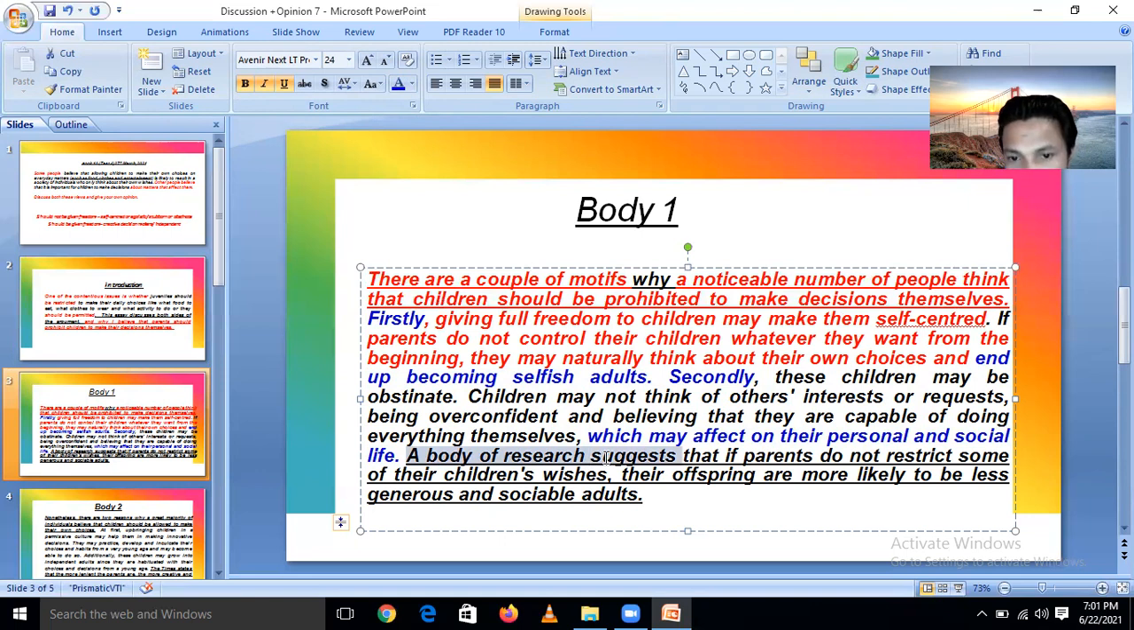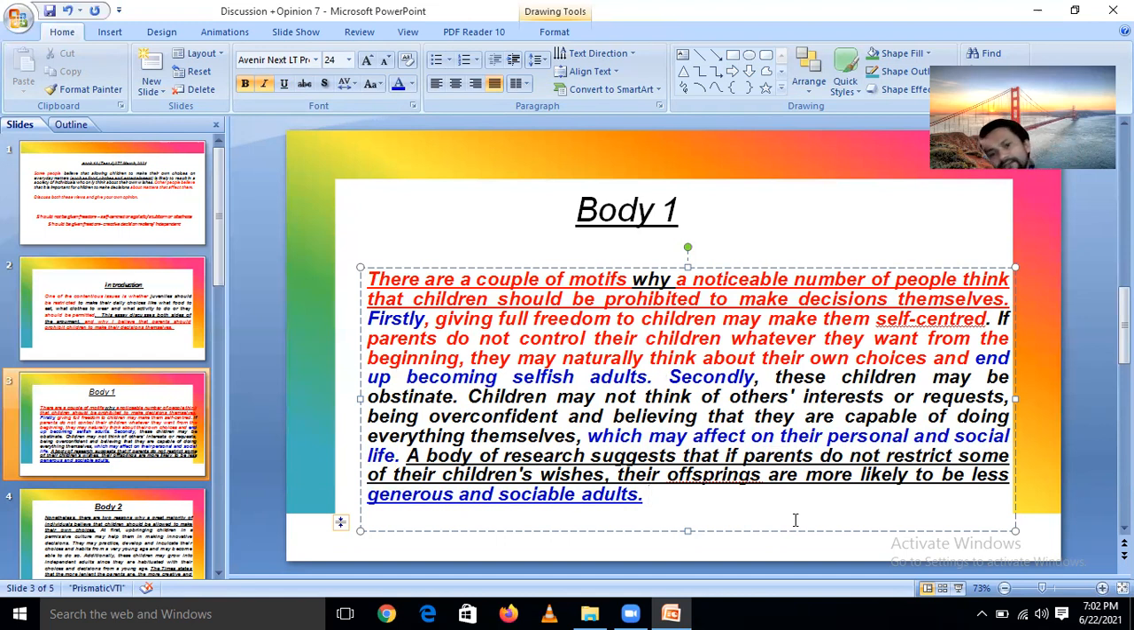A body of research suggests that if parents do not restrict some of their children's wishes, their offsprings are more likely to be less generous and sociable adults. They are going to be less generous, kind, and sociable adults. Why? Because they only think about their own choices. They can be self-centered like that. So this is how the first side of the essay or the question is developed.